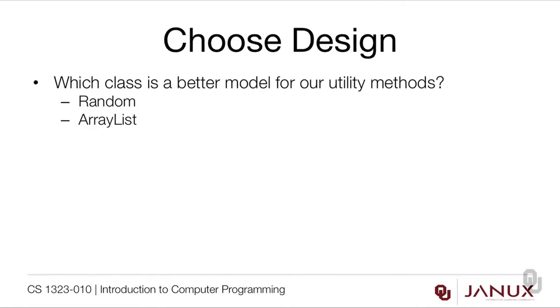So let's choose our design. The first thing we need to consider is which class is really a better model for our utility methods. So with ArrayList, we were looking at something that had integers that were used as indices, whereas in Random, we were generating random data. I think Random is probably a better model, and so that's one argument in favor of overloading the methods.